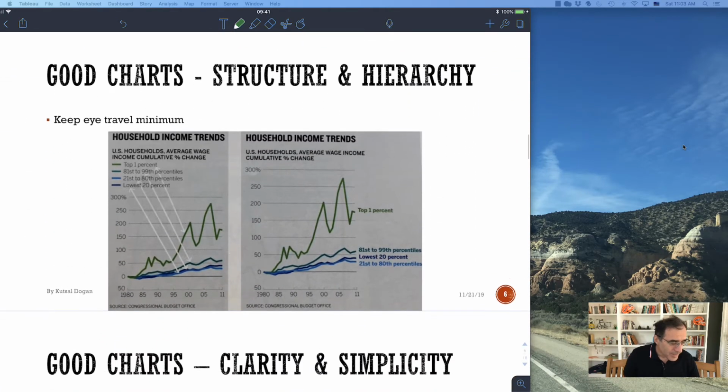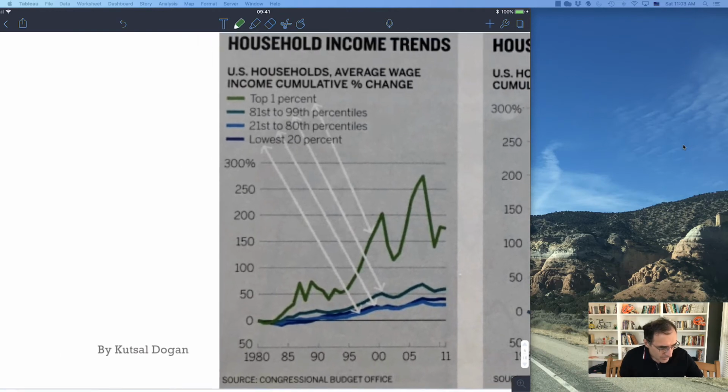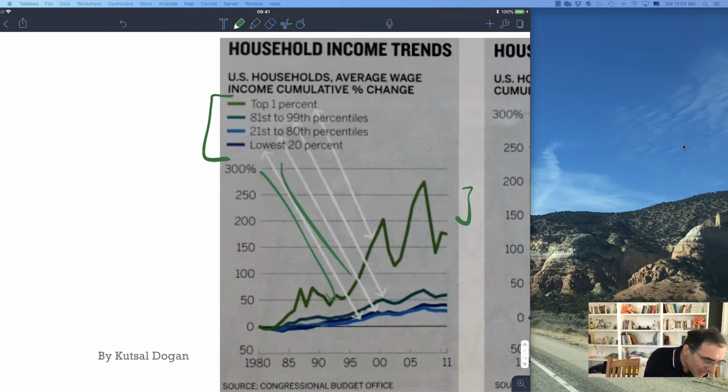Now, the next thing I kind of alluded to is called keeping eye travel minimum. And this is one of the big errors you'll see day in and day out. If you look at the chart on the left side, you have these 4 lines going. It's hard to tell which line is which. You put the legend at the top, and sometimes people put it on the side. It doesn't matter. You basically have to travel back and forth to figure out which line is which.